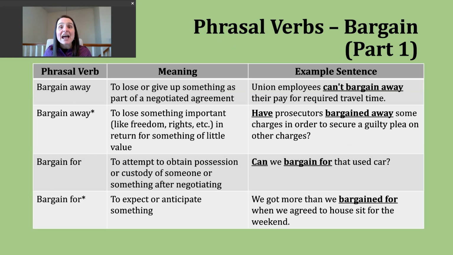Now, today we're going to spend time looking at phrasal verbs because there are a number associated with this particular verb. And the first phrasal verb we'll discuss is to bargain away. One way to use this phrasal verb is to mean to lose or to give up something as part of a negotiation or a negotiated agreement. Right? An example of this might be: union employees can't bargain away their pay for required travel time.